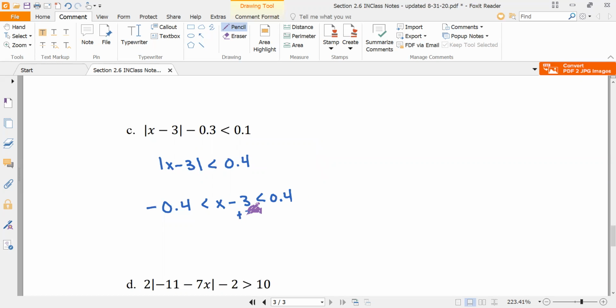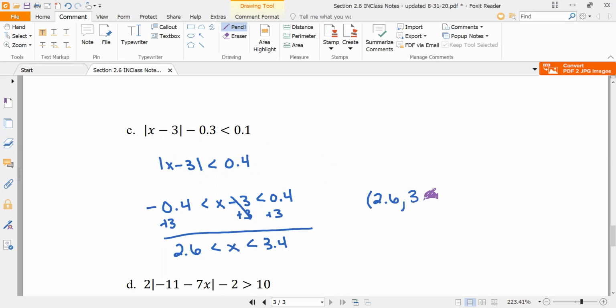We're going to add 3 to all the sides. And I'm writing it here so you can see we're lining up our decimal points. So the 3 has a decimal point at the end of it. So this would be 2.6 less than x less than 3.4. So in interval notation, that's 2.6 to 3.4, parentheses on both.